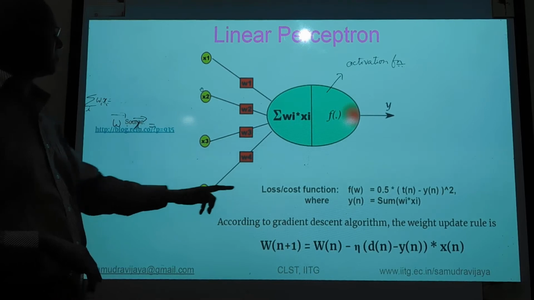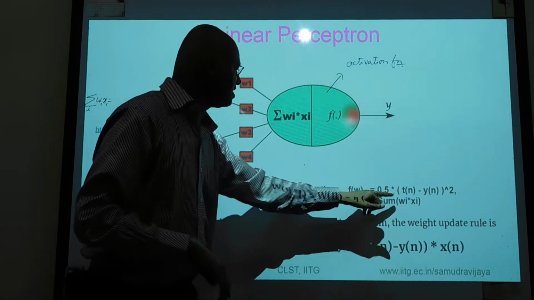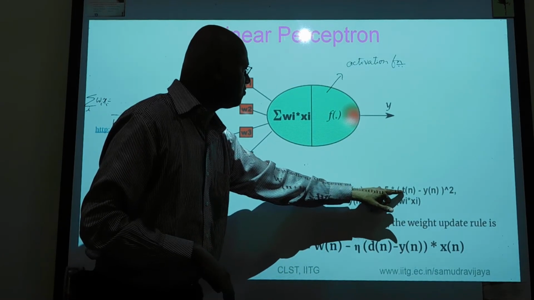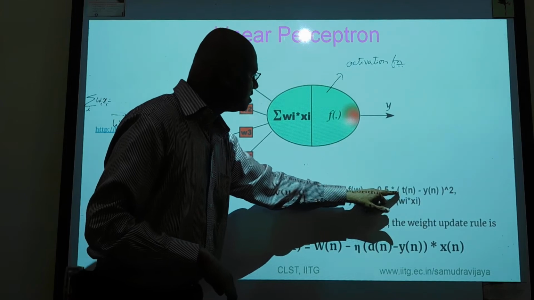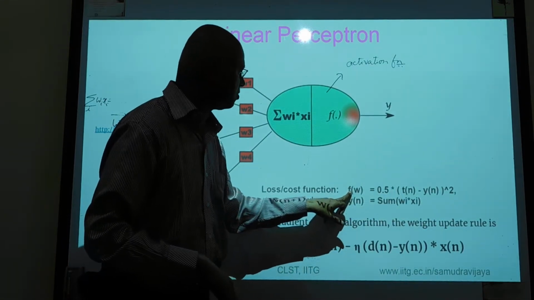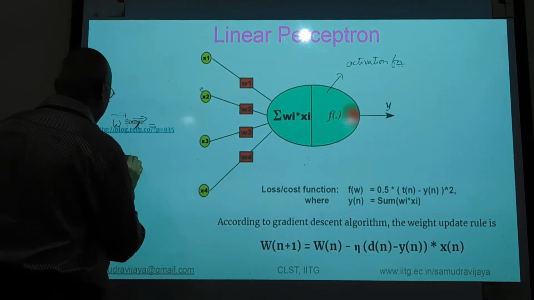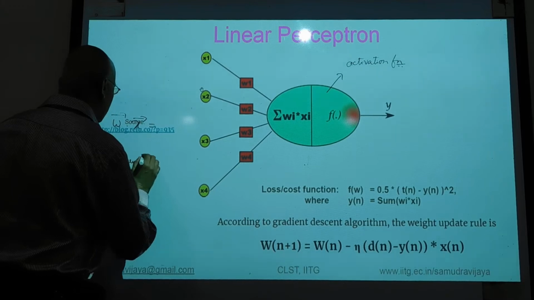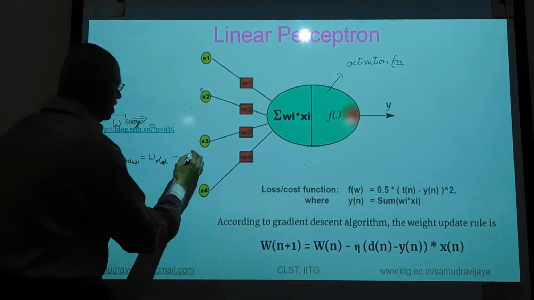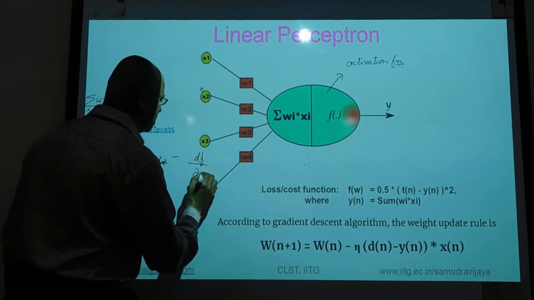The gradient descent algorithm says that the weight should be adjusted such that the change in weight should be the negative of the derivative of the loss function with respect to w. That is, the new weight should be the old weight minus eta times the derivative of the loss function with respect to the weight.